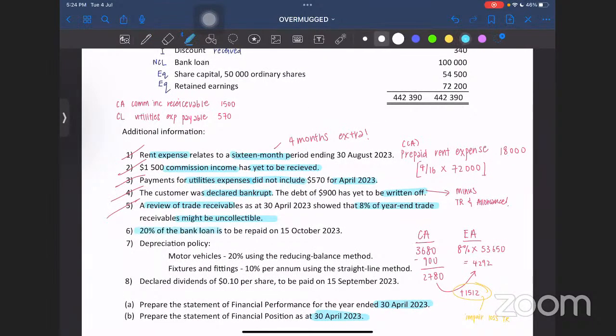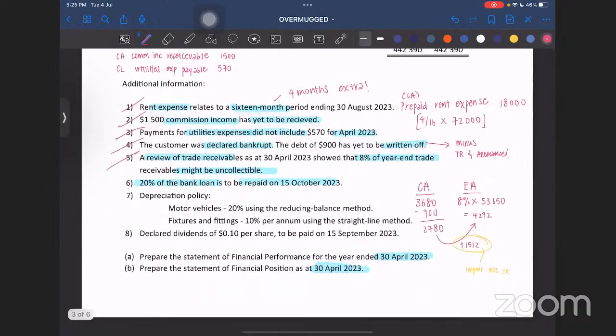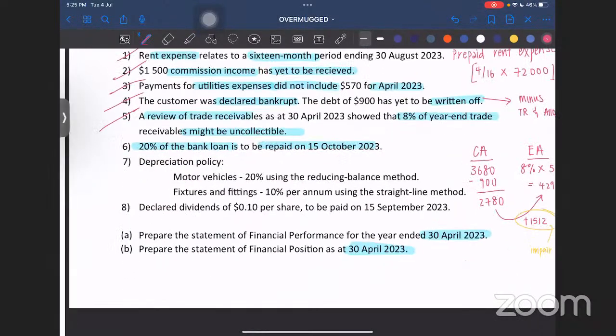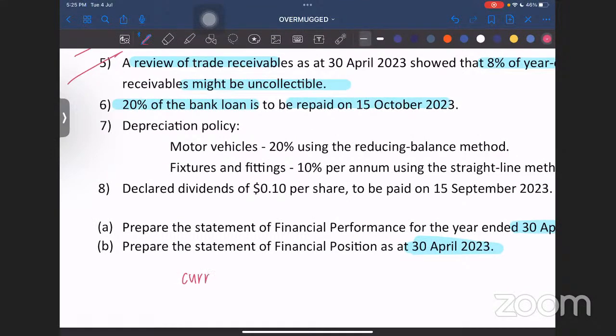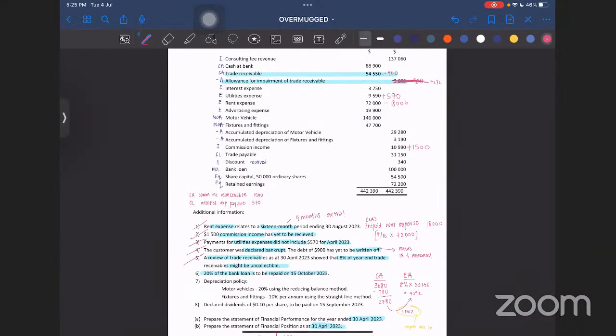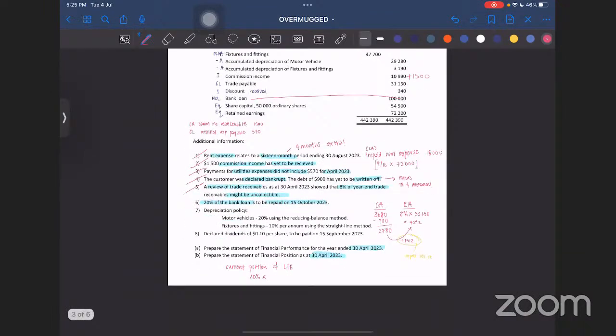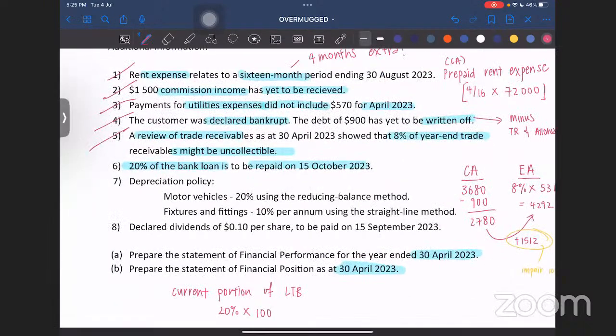Next, 20% of bank loan to be repaid next year. So again, it's the same thing as just now, right? What do I call the bank loan to be paid next year? Current portion of long-term borrowing. Okay, so let's create here, current portion of long-term borrowing. So it will be 20% multiplied by my loan amount, which is here, 100,000. So it will be 20,000, my current portion.